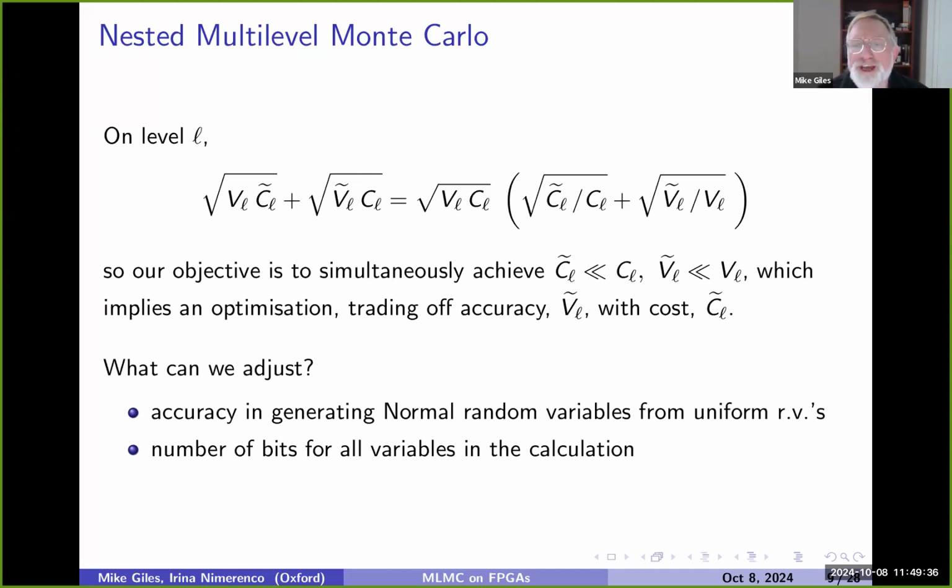And then what are the two things that we're adjusting here? Well, the first thing is the way that we generate the normal random variables from the original input uniform random variables. That's an important part. And then the other thing is in the FPGA calculation, we have the flexibility to choose how many bits we use for different variables. We don't have to use the same number of bits for all variables. So let's see how we can exploit that flexibility and perform the optimization.